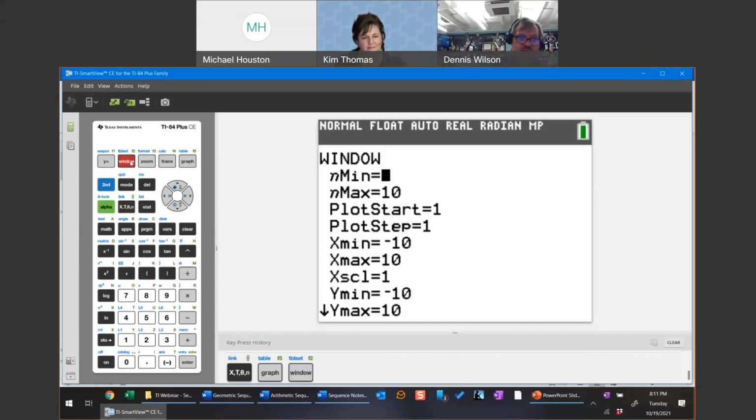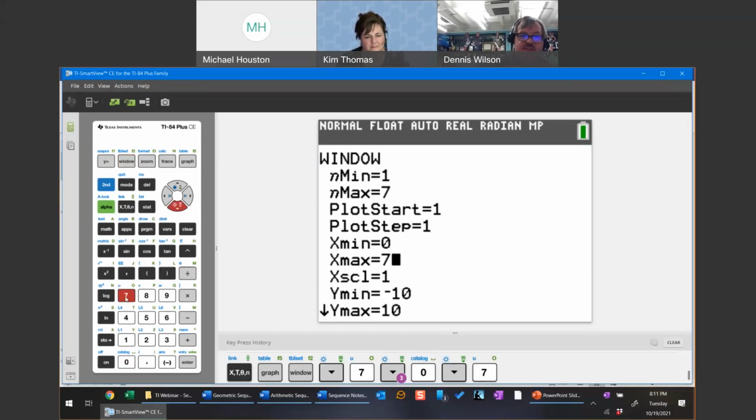So I'm going to press window, and let's just look at the first week that Clark is going to work at the paper. So Nmin would be 1. He works 1. That's the first day he works. And I'm going to set Nmax to 7. So we'll see the first week. On the horizontal axis, that's the Xmin, Xmax. I'm just going to start at 0. And I'm going to go up to 7 so I can see that first week. So Ymin, he's definitely not going to owe any money when he starts. So we'll start at 0. And what would be a good Ymax?